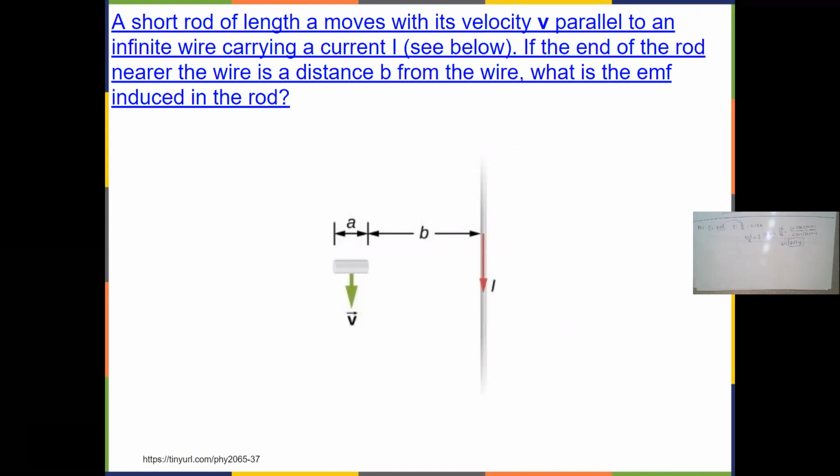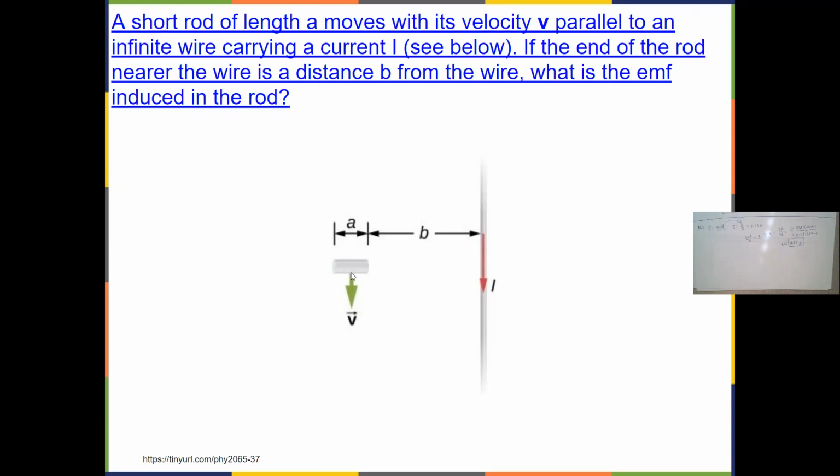So this one says a short rod of length moves with its velocity v parallel to an infinite wire carrying a current. If the end of the rod nearer the wire is a distance b from the wire, what's the EMF induced? Okay, so it's asking what's the EMF induced in this rod.